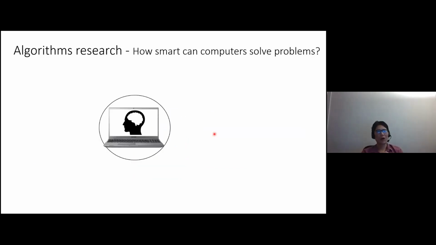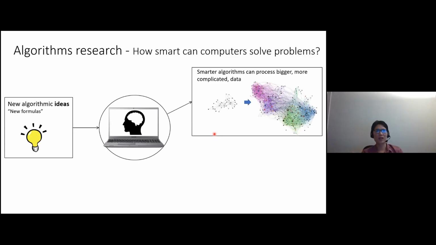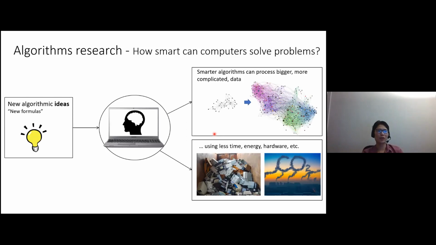And algorithms research, which is the area that I'm in, we just ask this question: how smartly can computers solve problems, right? So we just want to try to come up with some new ideas or basic new formulas that allow computers to do things better. And with that, hopefully, with smarter algorithms or these smarter formulas, we can process bigger, more complicated data, for example, and hopefully we will use less hardware, time, and energy, right? Maybe you don't have to upgrade your computer too often if you have smarter algorithms. Or maybe if you upgrade your computers at the same time when you have smarter algorithms, then together you will get even better performance, for example.